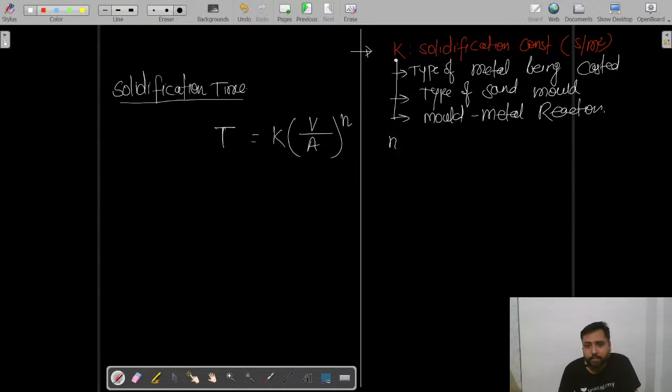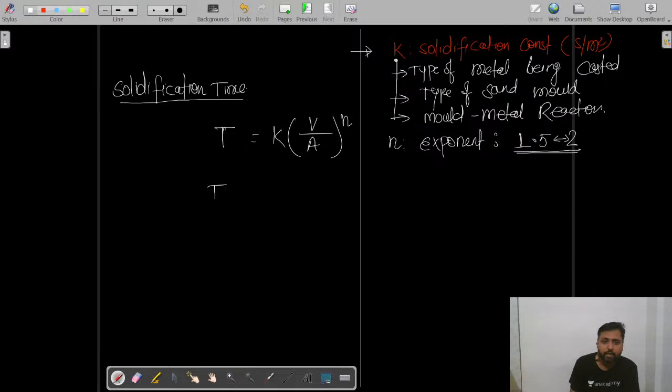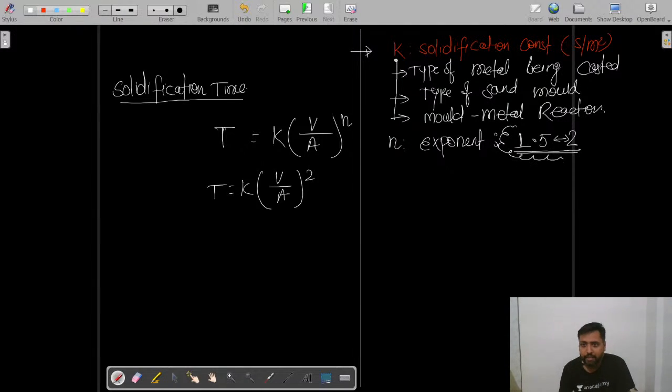Now, what is n? n is the exponent, and this exponent value can range anywhere between 1.5 to 2. But till now, whatever you studied, this formula, t is equal to k into (V by A) whole square, na? You were writing n as 2, but this is not the fact. The n value can range anywhere between 1.5 to 2. Suppose it is not 2, then whatever it is, they will give it to you.